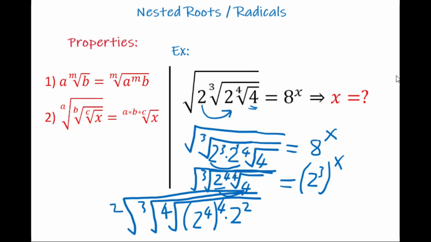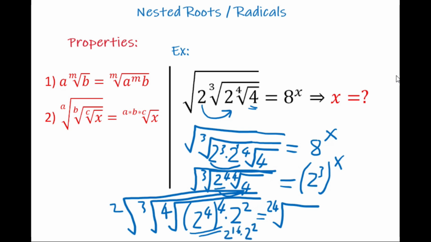And now, as we see, there is no number between the roots. That means we can multiply the root degrees. 3 times 4 is 12, 12 times 2 is 24. So the root degree is 24, and the number that is inside is 2 to the power of 4 to the power of 4. If you take the power of the power, you need to multiply the powers. So 4 times 4 is 16. So this number is 2 to the power of 16.